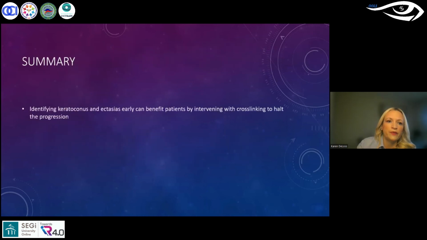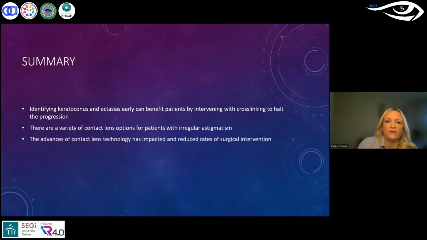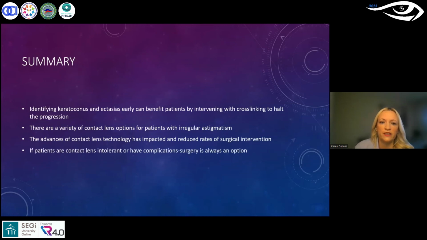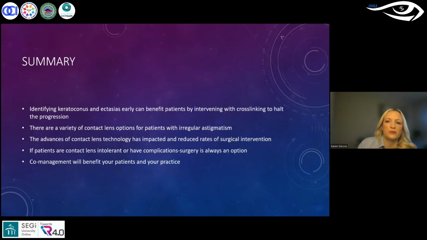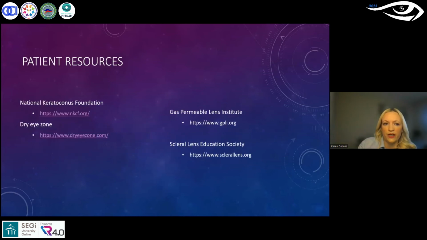So in summary, identifying keratoconus and ectasias can benefit the patient by intervening and allowing the patient to be referred for cross-linking to halt the progression. There's a variety of contact lenses available for these patients. The technology has impacted and reduced the rates of surgical intervention. And if the patients are contact lens intolerant, we have multiple surgical options. And co-management benefits both you, the patients, and your practice.